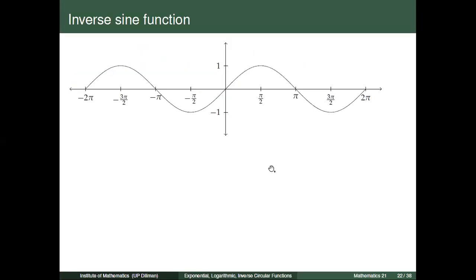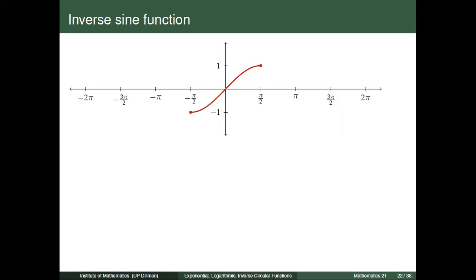For instance, consider the sine function, part of whose graph is shown here. Clearly, it is not one-to-one. But if we restrict to the closed interval, negative pi over 2 to pi over 2, then the curve now satisfies the horizontal line test. And the range is preserved. It's the closed interval from negative 1 to 1. So we will define an inverse sine or an inverse function on this restricted function.